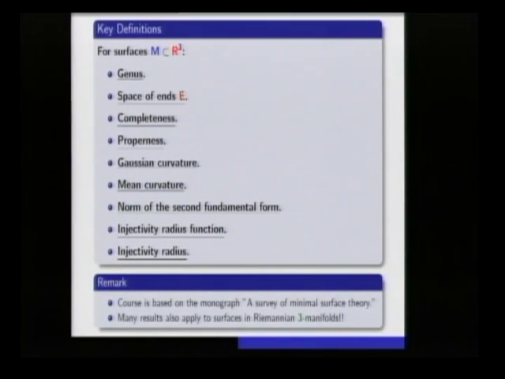Another very important function for my course will be the injectivity radius function. So we'll talk about that, and the injectivity radius of the surface, which is related to this injectivity radius function. When something's well behaved, its injectivity radius function is always bigger than some positive number at each point. So anyway, we'll be talking about that.